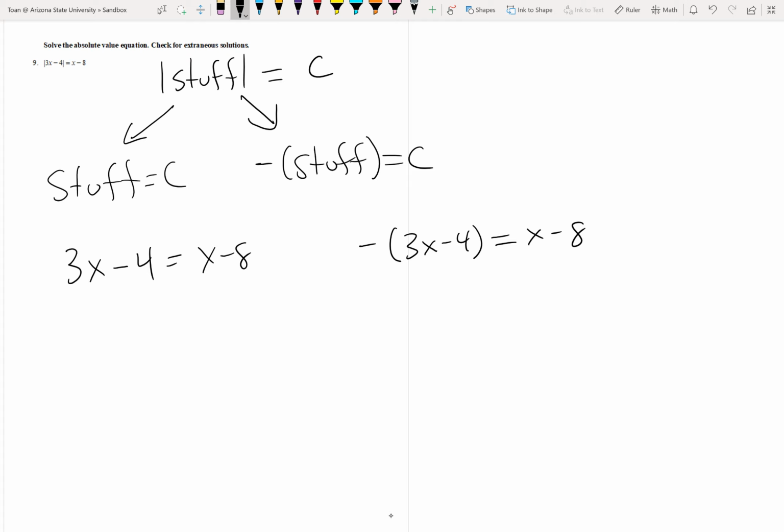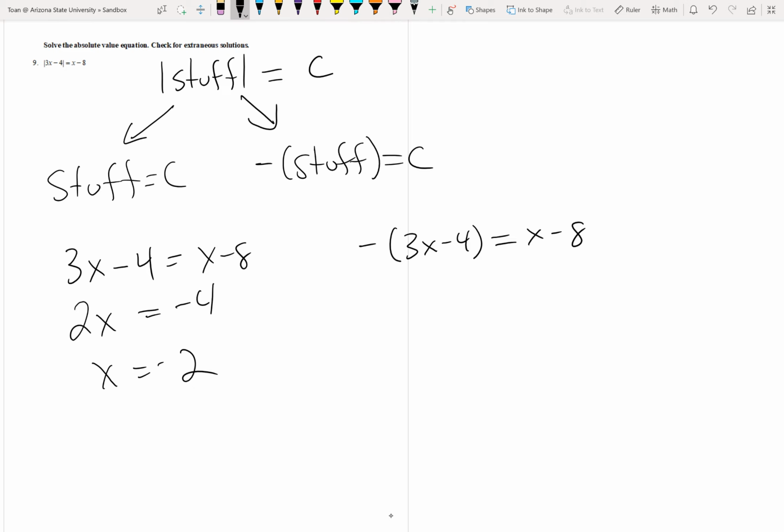So for the left equation here, so for this equation we'll work with first, I'm going to subtract the x and add the 4. So that gives me 2x equals negative 4, so x equals negative 2.